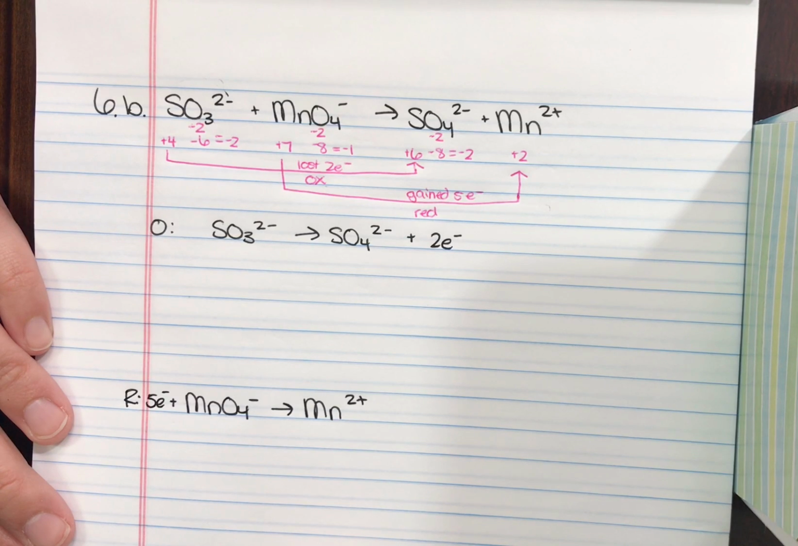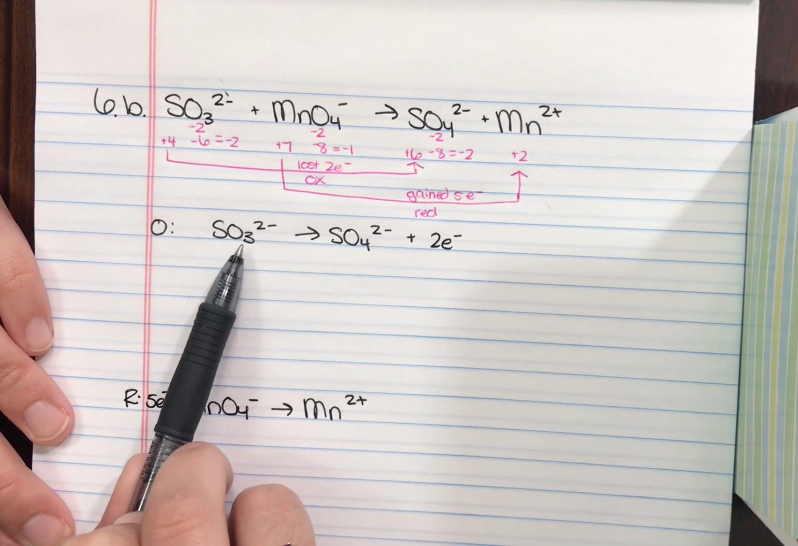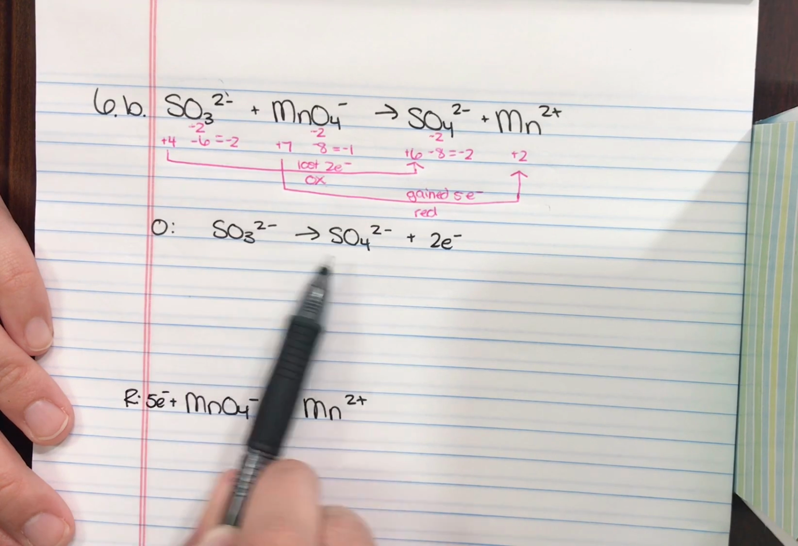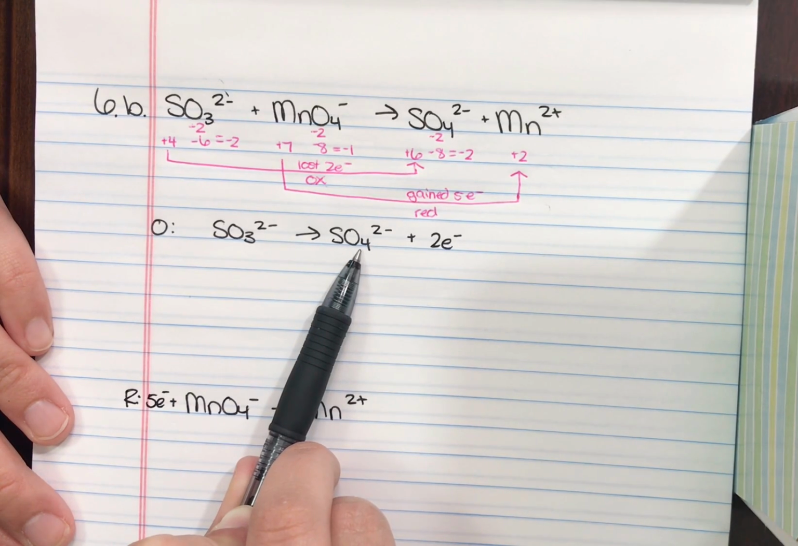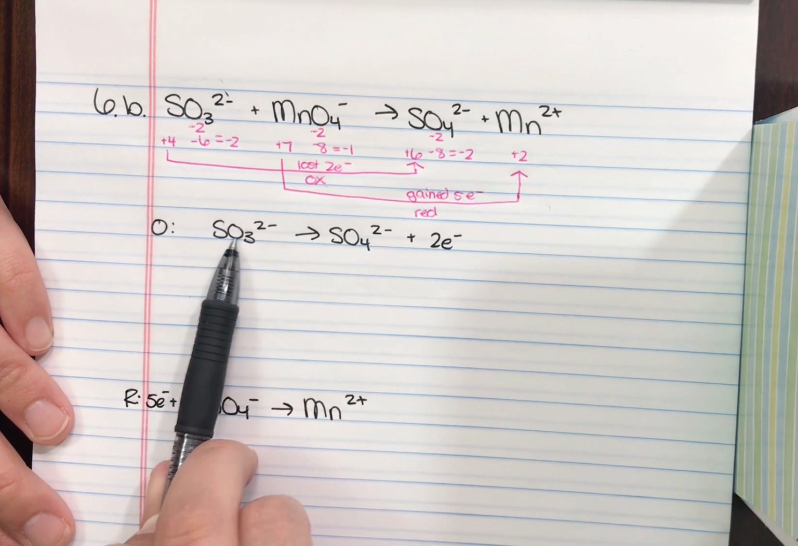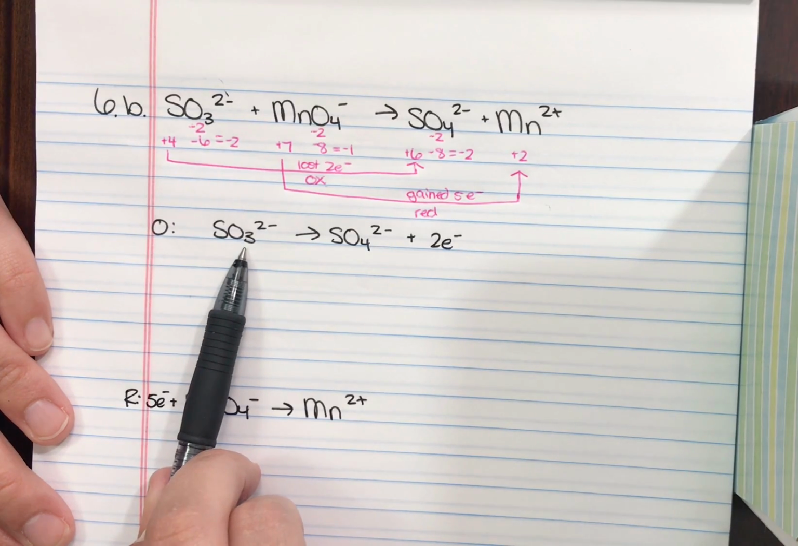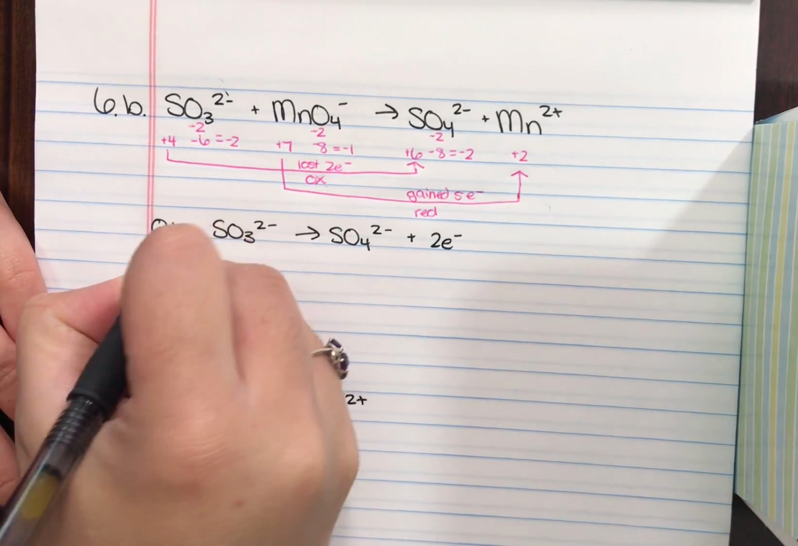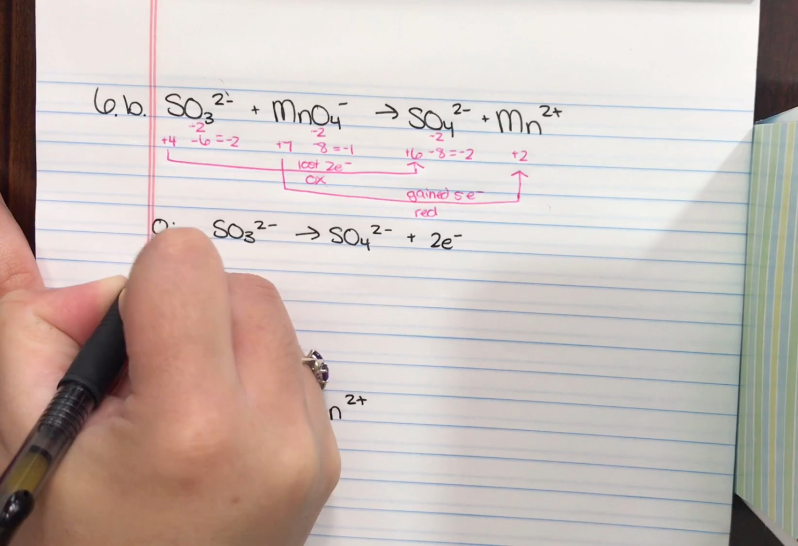The next step is anywhere that we need oxygen, we're going to add water. So on the left side, we have 3 oxygens. On the right side, we have 4. So obviously, we need another oxygen on the left side, don't we? So in order to add oxygen, we're going to add a water. So I'm going to add H2O.